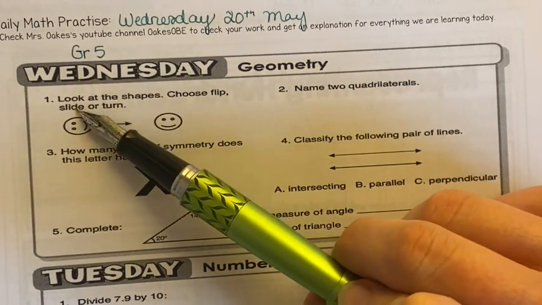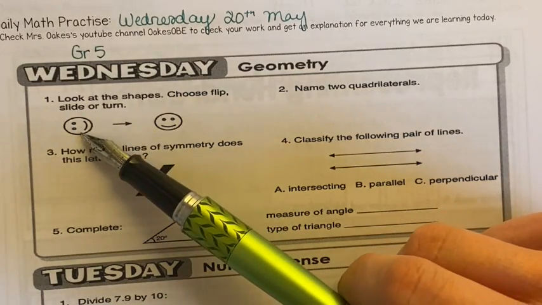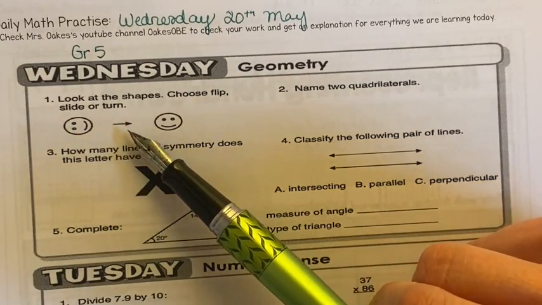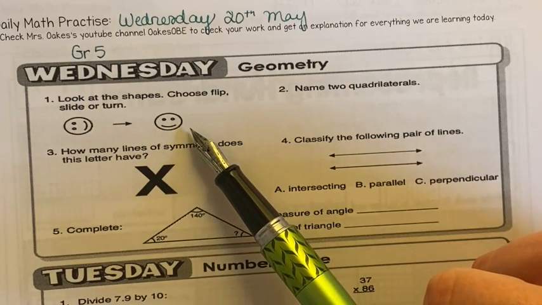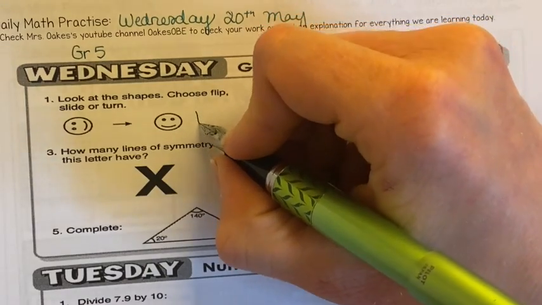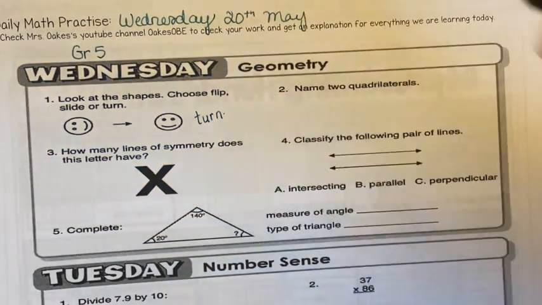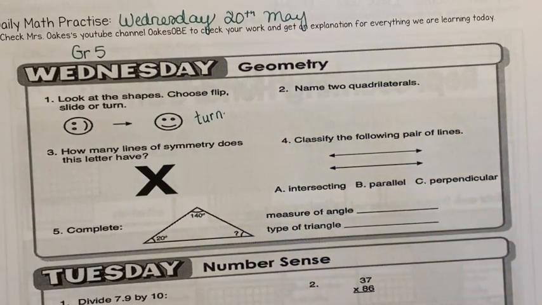Now, look at the shapes, choose flip, slide, or turn. So looking at this face, did I flip it, did I slide it, or did I turn it? I turned it. It's turn.